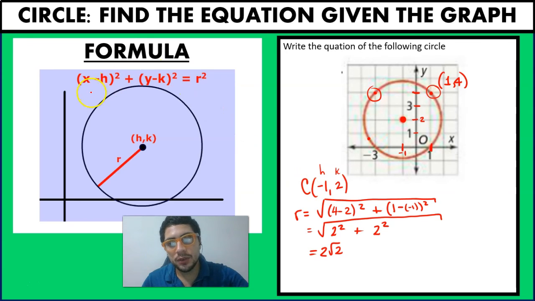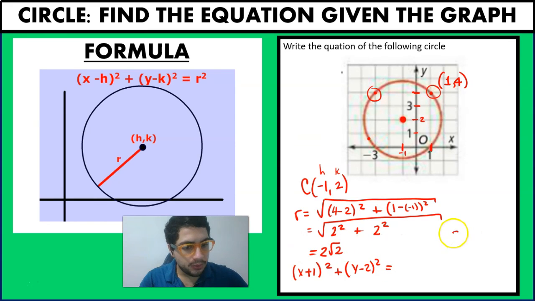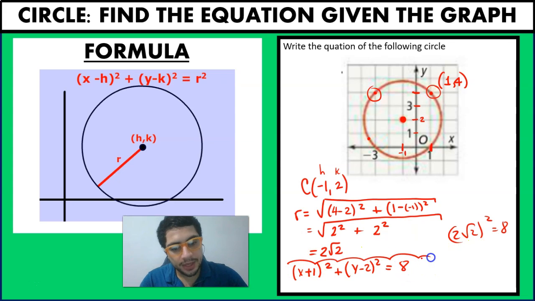And now the equation or the formula is going to be much easier. So it's going to be x minus h, so minus 1 is positive 1 to the power of 2 plus y minus k, which is 2 to the power of 2 is going to be equal to 2 square root of 2 to the power of 2. Okay, now if you guys remember, whenever we have this, we're going to get that our square root of 2 to the power of 2 is going to be equal to 8. So this is what we get.